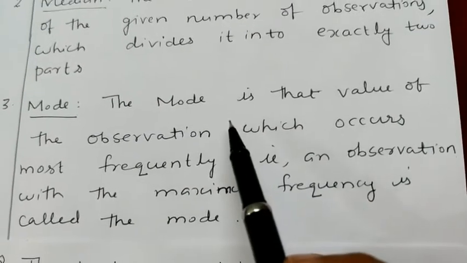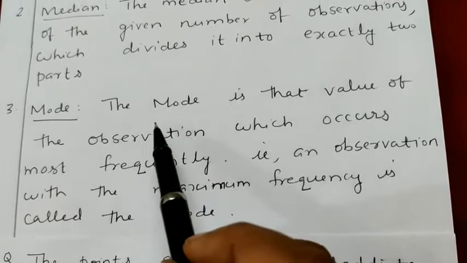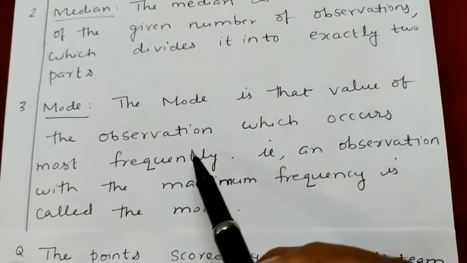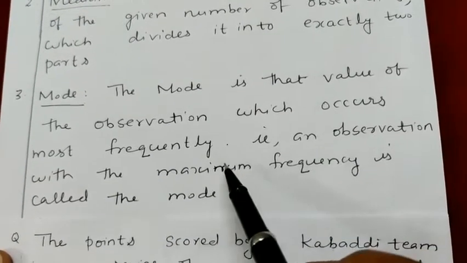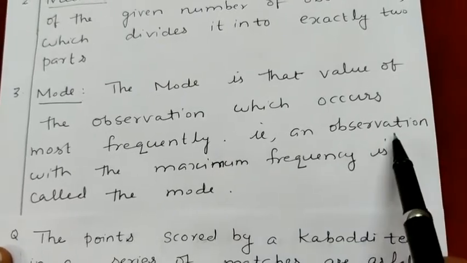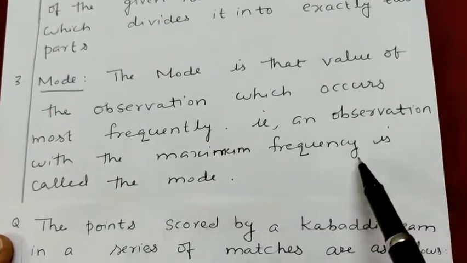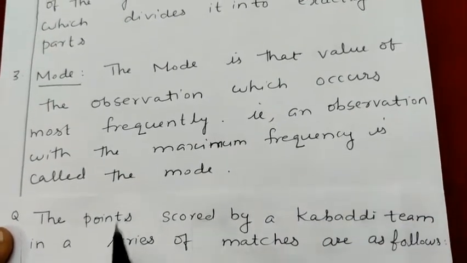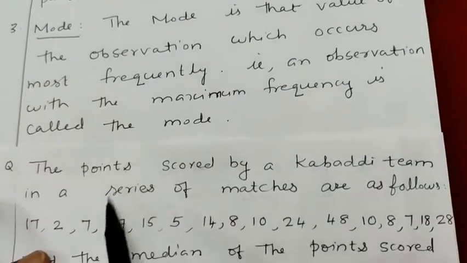So the next measure of central tendency is mode. The mode is that value of observation which occurs most frequently. That is, an observation with the maximum frequency is called the mode. So let's solve one question related to that.